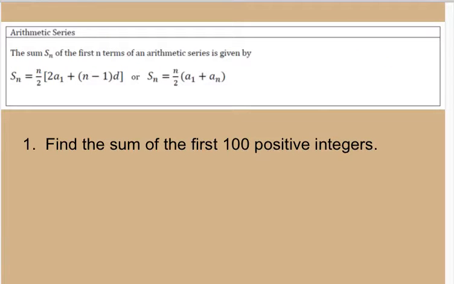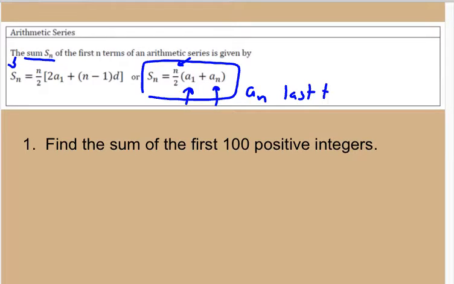Arithmetic series is what we're going to work with today. There's a couple different formulas here. You can see what I talked about earlier, S sub n. The sum, S sub n, of the first n terms in an arithmetic series is given by these two formulas. The second formula is a little bit easier to work with. All you need is 3 things. N, you can see n right there, the first term, and a sub n, which is the last term. That's one thing we got to get used to, last term.